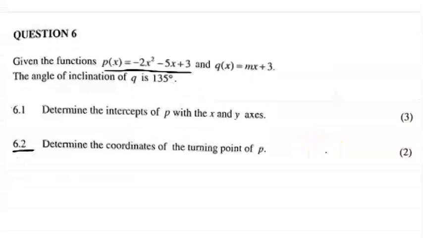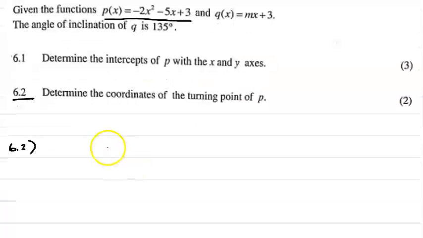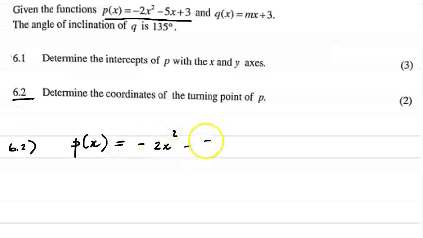So in today's lesson, I want to cover finding the coordinates of the turning point. So let's look at 6.2. In 6.2, we have p of x. So let's write down p of x equals minus 2x squared minus 5x plus 3. So method 1 to find the coordinates of the turning point would be as follows.